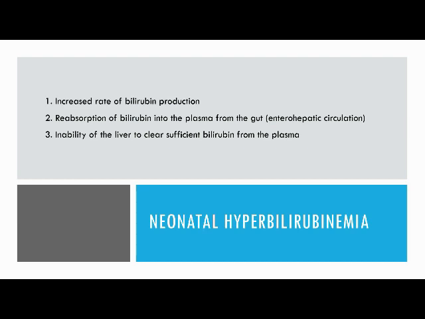So you've got an increased rate of production. So you've got it being produced too fast. You've got reabsorption of bilirubin into the plasma from the gut via that enterohepatic circulation. Or you've got the inability of the liver to clear sufficient bilirubin from the plasma. So the liver is not working well. So those three general events or conditions, scenarios, whatever word you want to use, are usually why the body is having this hyperbilirubinemia.